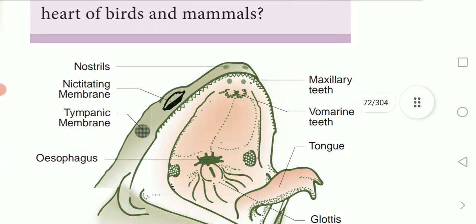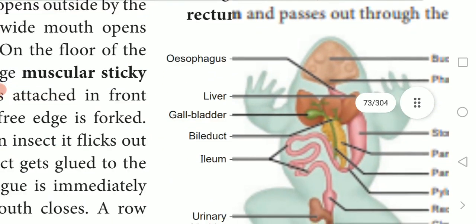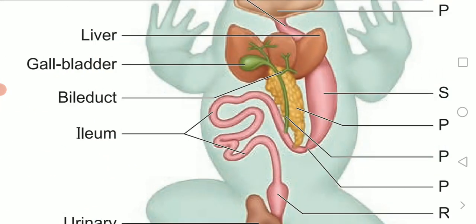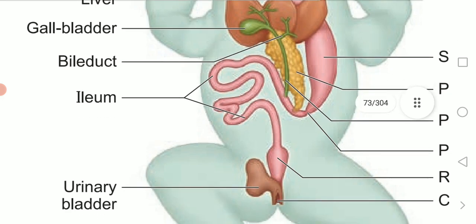The next one is the liver. If you see, this is the structure of the liver you can find in your textbook. It secretes bile, which is stored in the gallbladder. Below the liver you can find the pancreas. It is a digestive gland that produces pancreatic juice containing digestive enzymes.